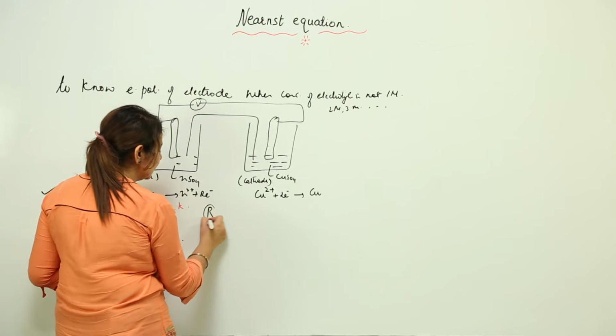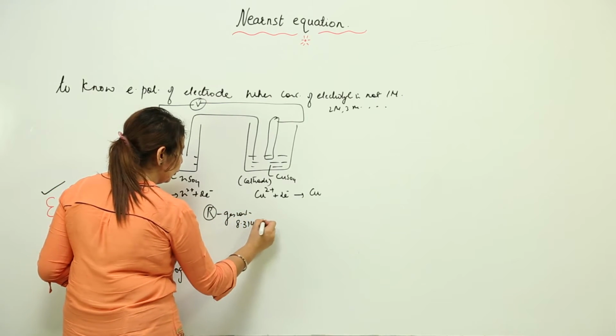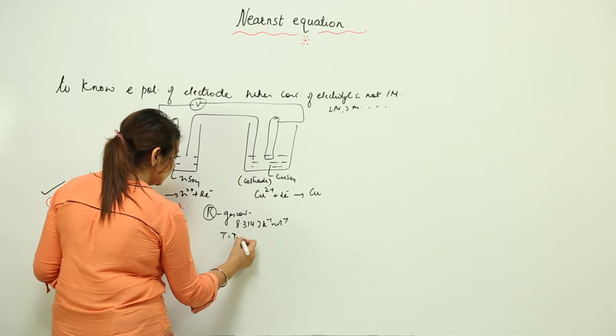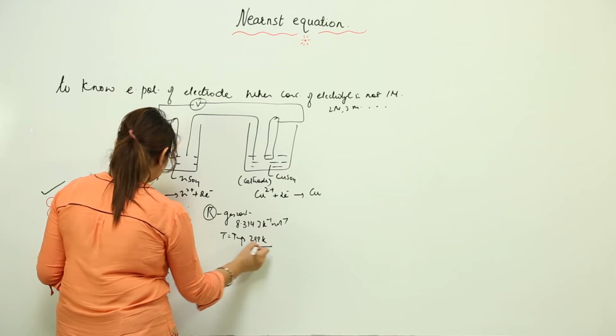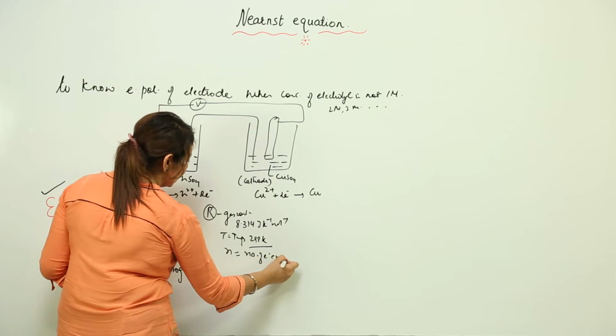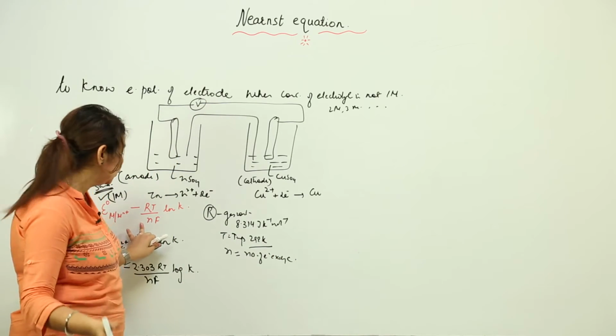This R is a gas constant whose value is 8.314 joule per Kelvin per mole. This T is temperature, that is 298 Kelvin. This N is number of electrons exchanged. That means number of electrons the electrode is gaining or losing.